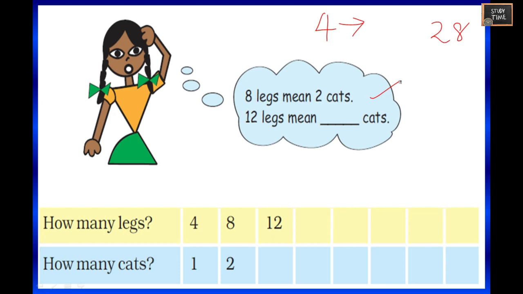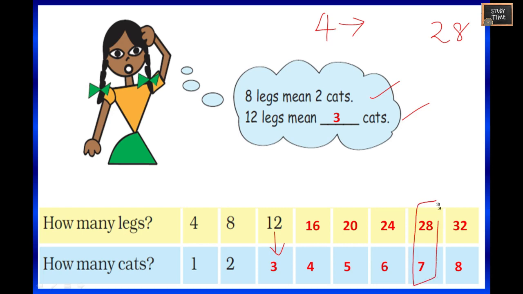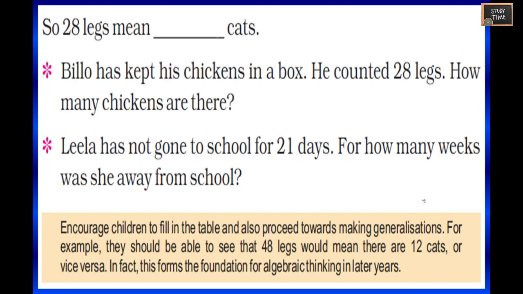12 legs means 3 cats. So shall we fill here? How many legs? 4 legs means 1 cat. 8 legs means 2 cats. 12 legs means 3 cats. 4 fours are 16. If it has 16 legs, 4 cats. 20 legs, 5 cats. 24 legs, 6 cats. 28 legs is 7 cats. So 28 legs meaning 7 cats.